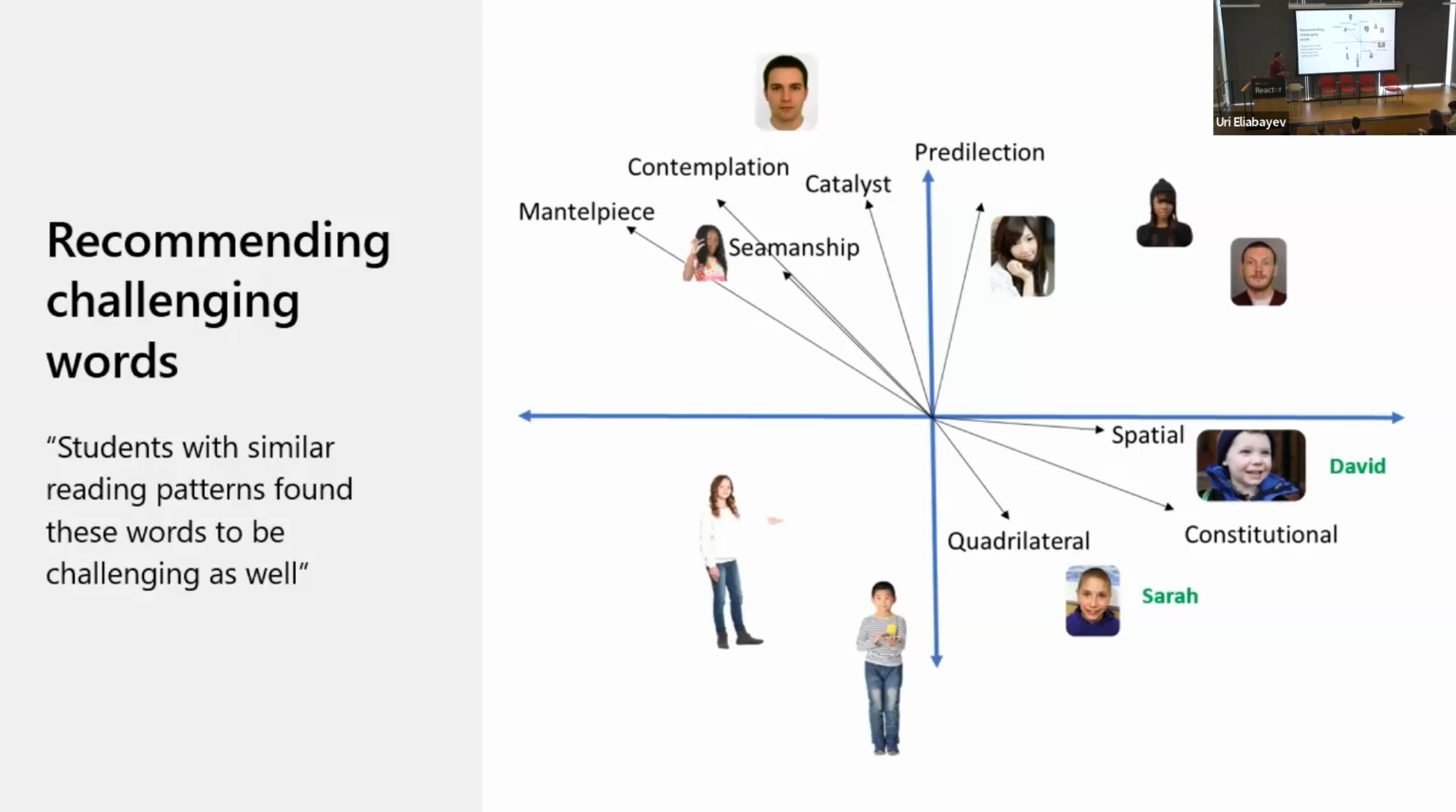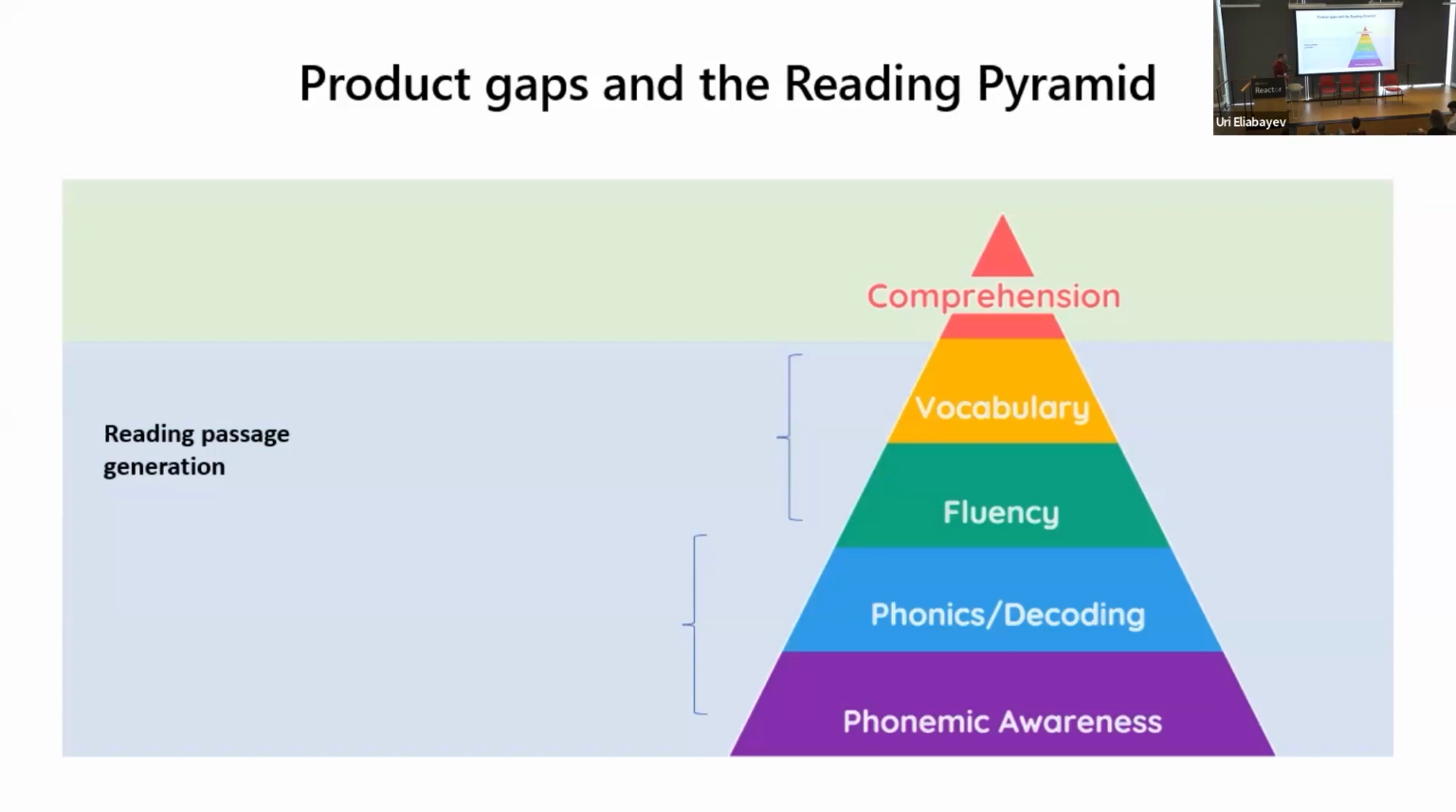Now, these are nice capabilities, but I want to highlight some of the product gaps that we had in our product and show you how we're closing them with large language models. When we think about the skill of reading, it's traditionally broken down into a hierarchy of more foundational skills. Fluency, for example, is defined as the accuracy and speed of reading without conscious attention to the mechanism of reading. While comprehension at the top of the pyramid is the ability to understand and to retain information given in the text.